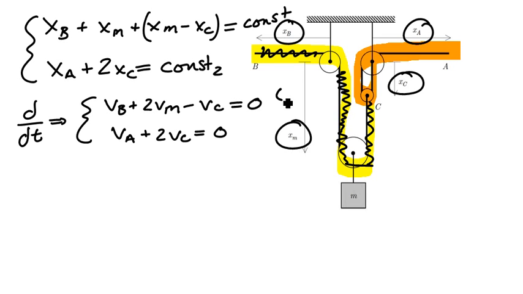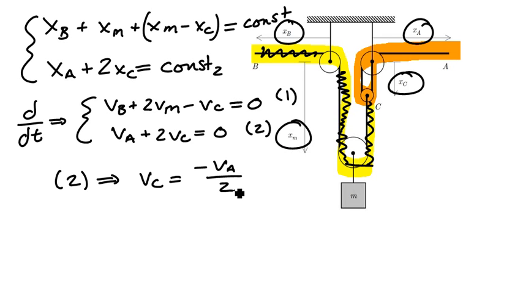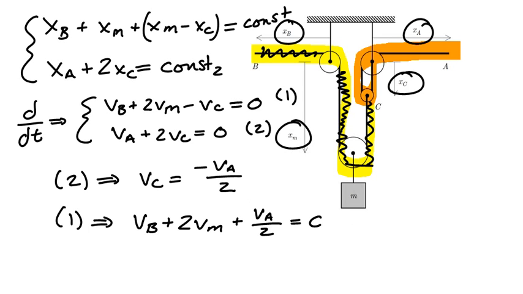So if I call this equation 1 and I call this equation 2, I can start by taking equation 2 and solving that. And if I do so, what I'll get here is that VC is equal to minus VA divided by 2. I can then take that and substitute that into equation 1. And equation 1 is now going to give me that VB plus 2VM minus VC, which is going to be plus VA over 2, is equal to 0.